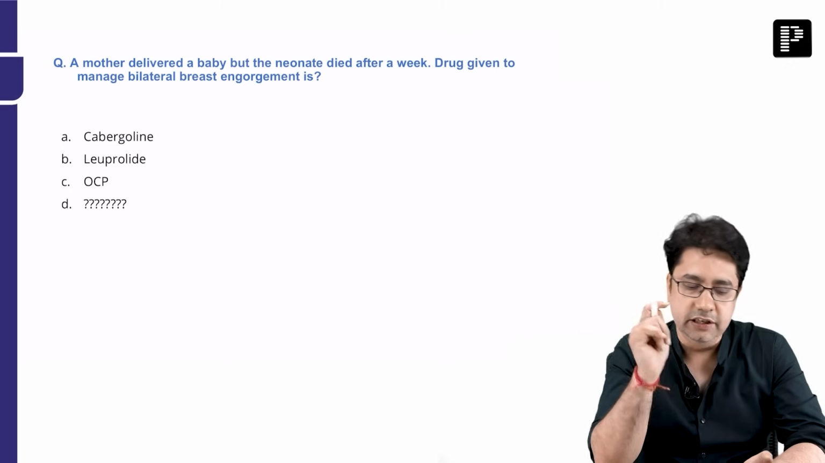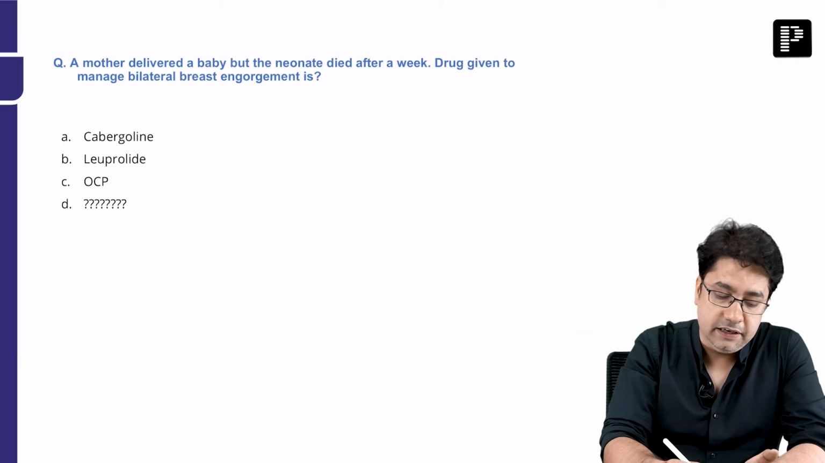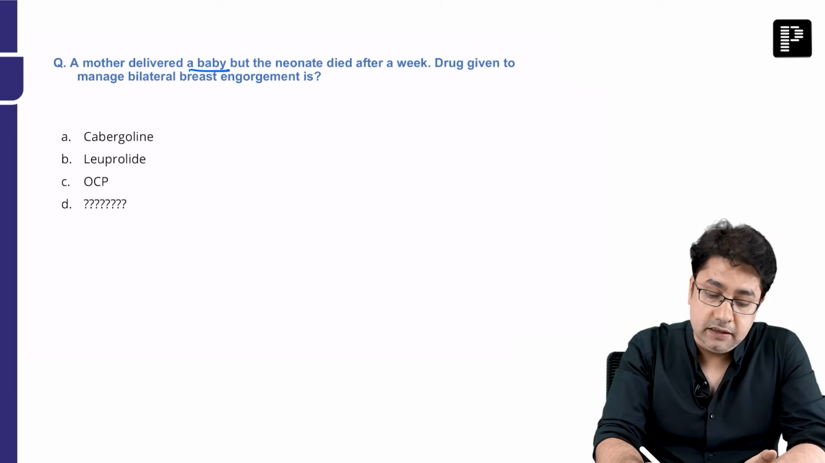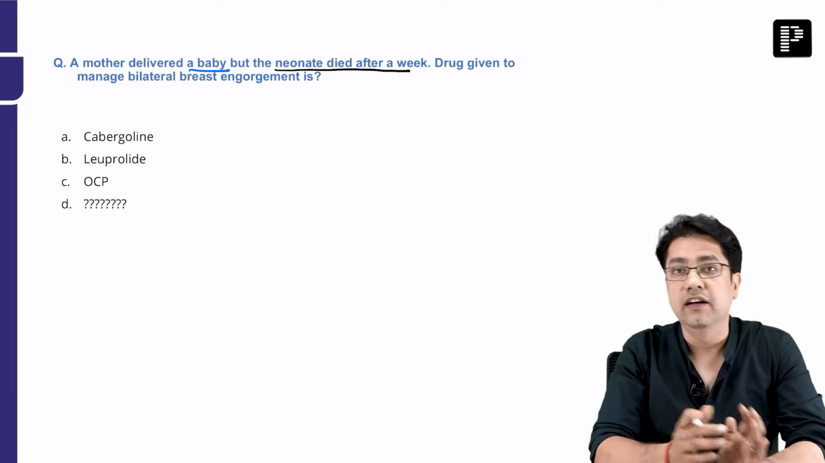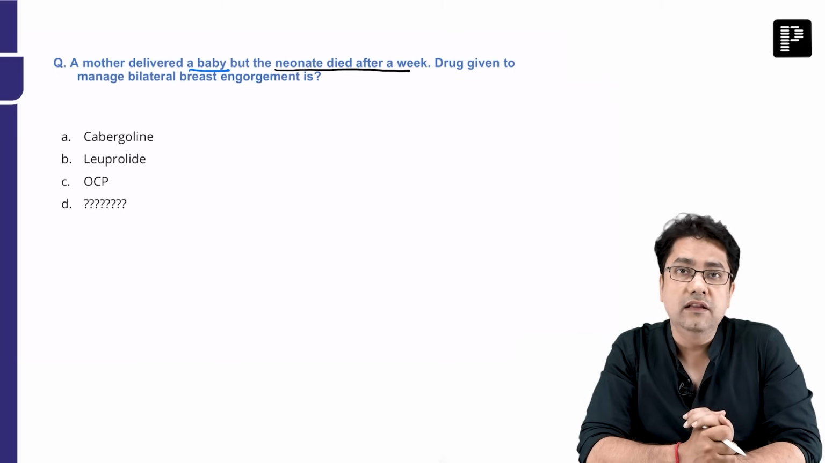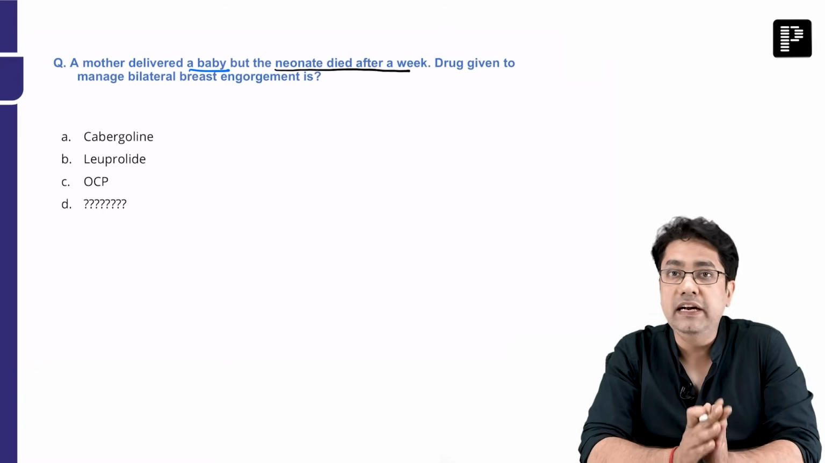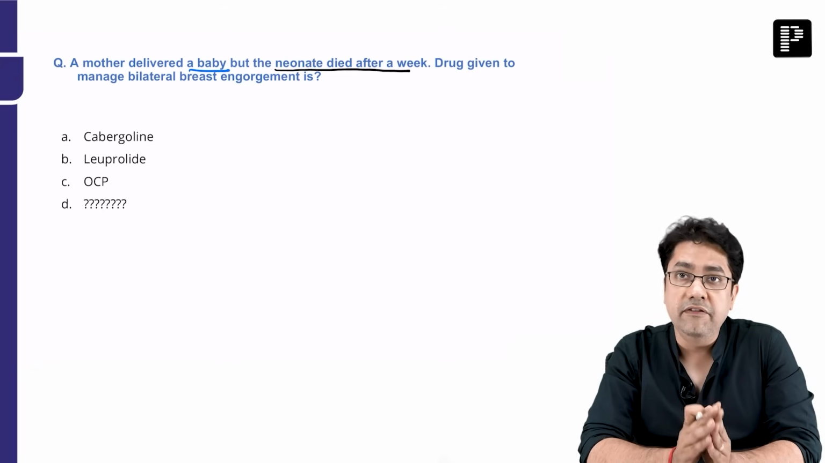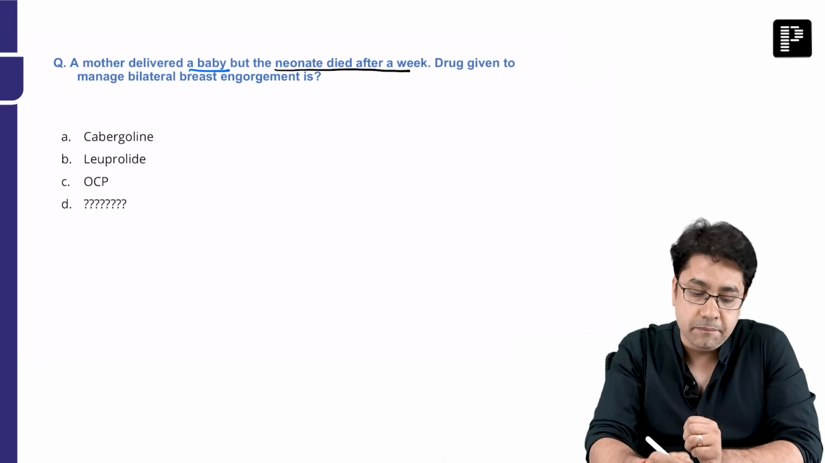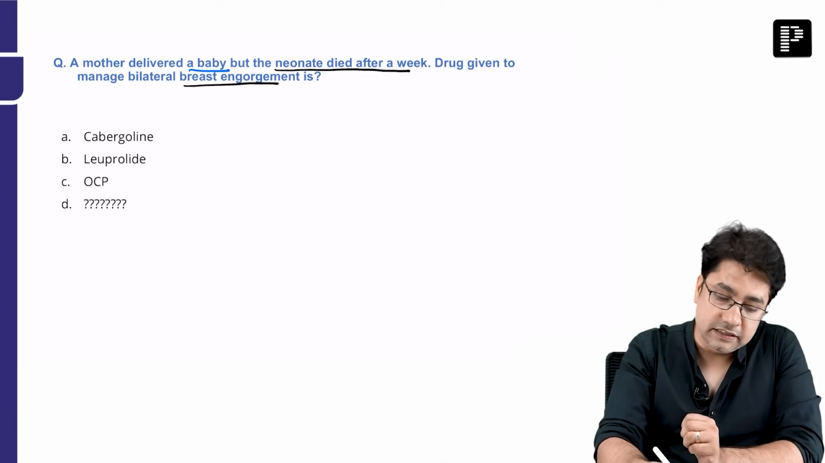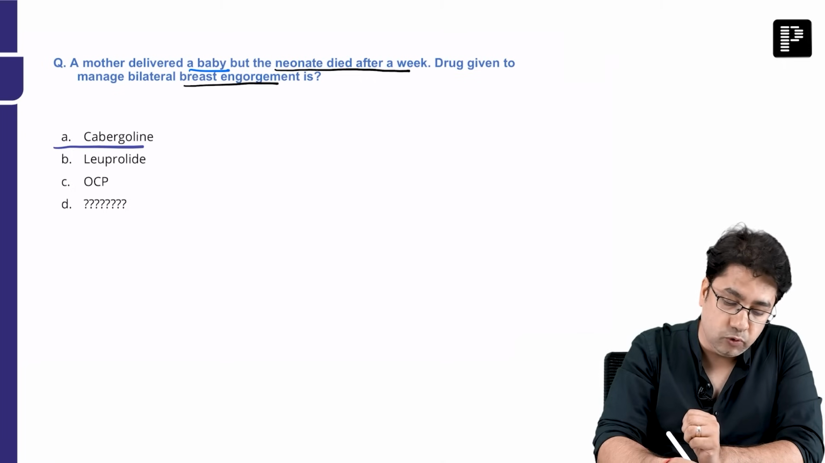Now the next question is: a pregnant mother delivered a baby, but the neonate died after a week. Don't you think the female is ready for breastfeeding, but the neonate has died? Now, to prevent this breastfeeding or breast engorgement, which drug is to be given? The answer for this question is cabergoline.